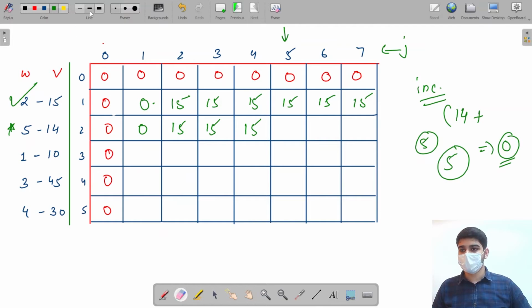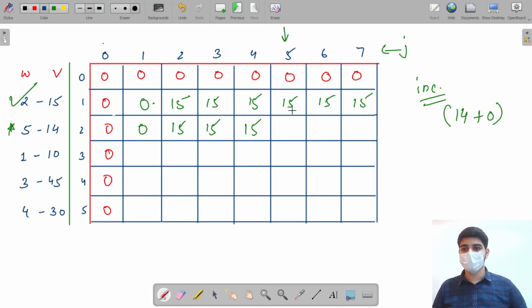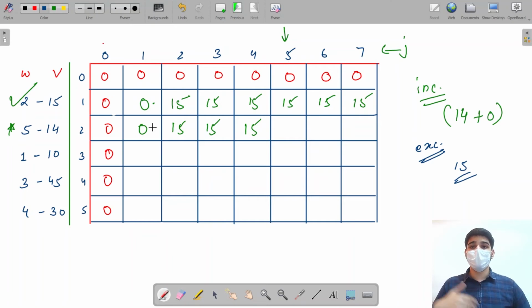Right? So I can either have 14 over here, because 14 plus 0 is 14, or if we check for exclusion now, if I exclude myself, I can generate a maximum of 15. Right? If I don't include myself, then for the capacity of 5, till my previous item, the maximum value that was being generated was 15. That means 14 versus 15. It's better if I exclude myself. What I would do is I would exclude myself. I hope it was clear.